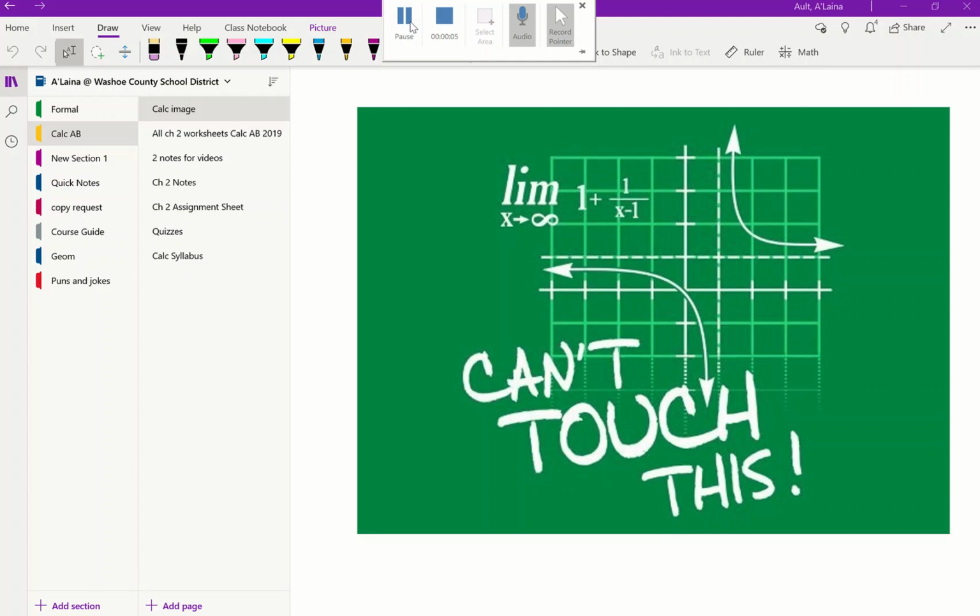Yep, we are talking some more about limits today. Lesson 2.4. And we're also going to talk about asymptotes.